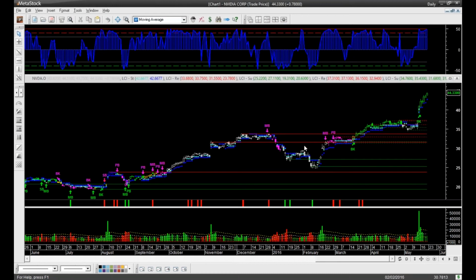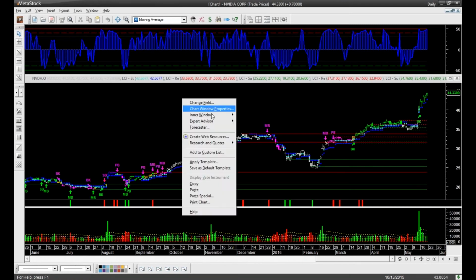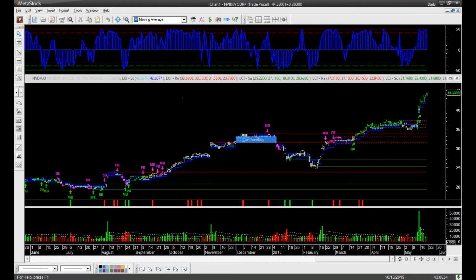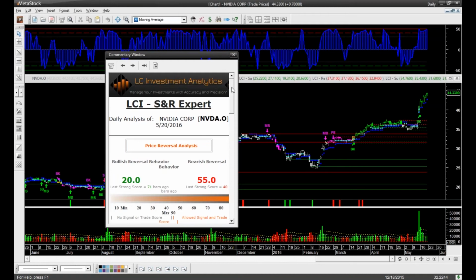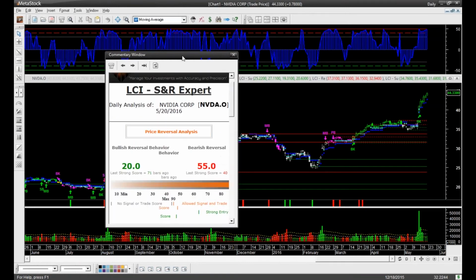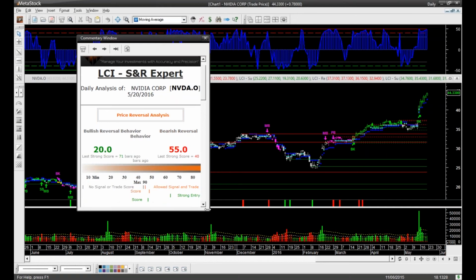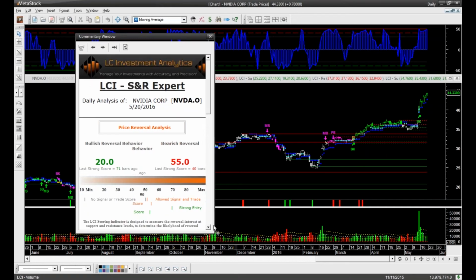As you can see already, this is much, much more than a MACD system. We have our support and resistance lines, we have volume, we have color coding, we have quite a few different things going on here. If we take a look at the commentary, and I really like Logan's commentary, just due to the fact that it actually gives you a rating system depending on where the signal is at, etc. So this is the same commentary window that we were looking at earlier, except for the LCI system.